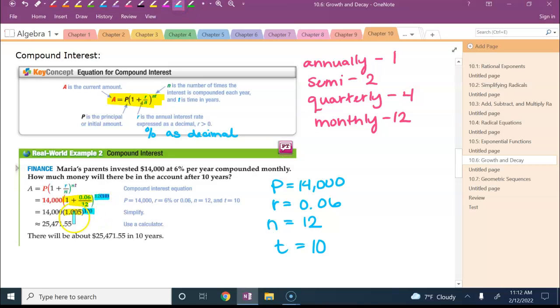Then they probably raised that 1.005 to the 120th power, took it times that 14,000 to get their final answer here. So $25,471.55 will be in the account after 10 years. And what that means is that $14,000, it just sat there in the account and it was earning interest. They weren't doing anything to the money. They weren't adding anything in or taking anything out. They just kind of let it sit, do its thing, and let it accrue interest over that time period. And that's how much they had at the end.